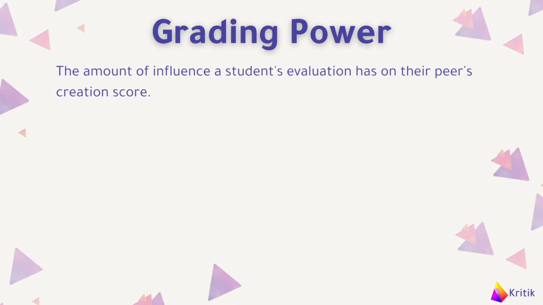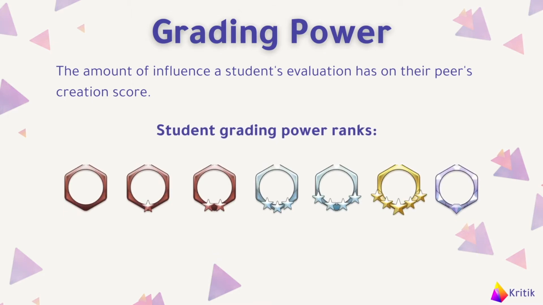Grading power is the weighted average of a peer's evaluation they received. The weight of each peer evaluation is the grading power of the evaluator. The grading score reflects the quality of the grading skill of that student. Students receive grading ranks, which are loosely represented by the number of stars on their avatar border.